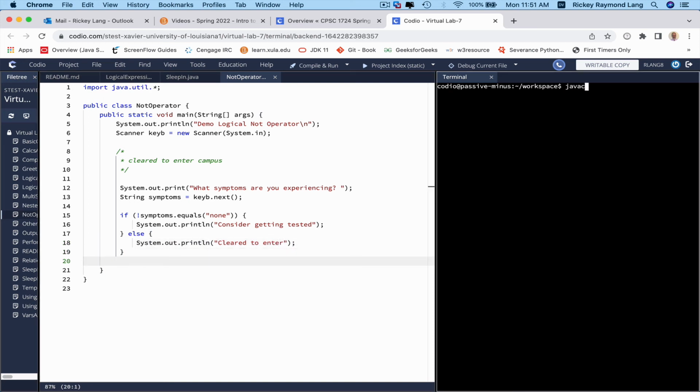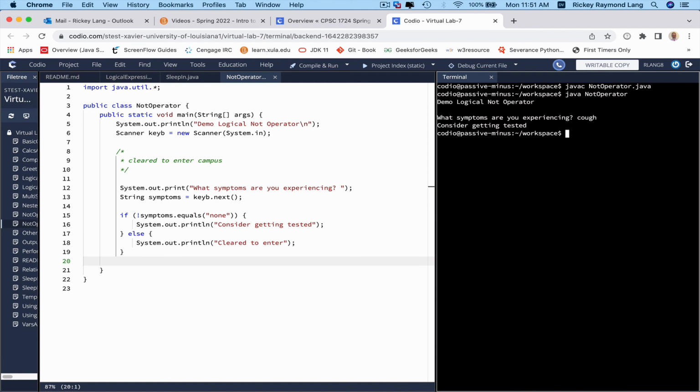So, what symptoms are you experiencing? Let's say cough. Consider getting tested. Because cough is not equal to none. By contradicting the condition, if symptoms equals none is false, I'm going to execute the true branch. Otherwise, you're cleared to enter.